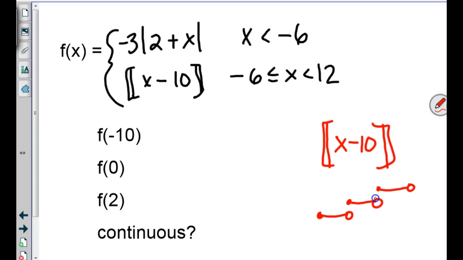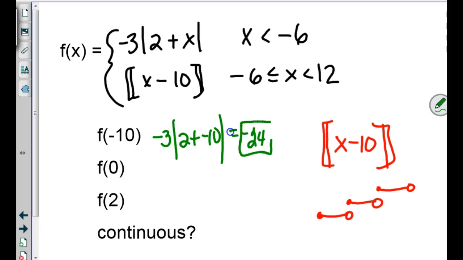The rule is you have to give me the integer less than or equal to this number. So if I put a -10 in, it's actually less than -6, right? So I put it in the top rule. Now be careful because this is also on the quiz. -3 times the absolute value of 2 plus -10. Are you really clear on absolute value, guys? You have to do what's in here first, so you get -8. Then the absolute value makes it +8, and then you multiply it by this -3, so you'd get out -24. Did I do that right?